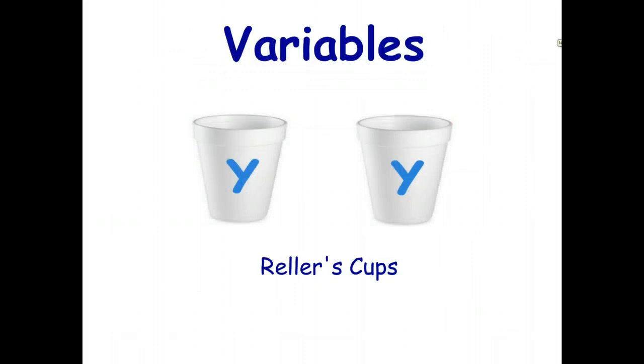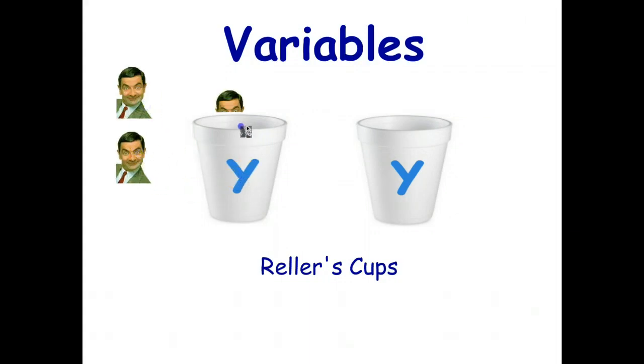A variable is a letter, such as y, that represents a number. In algebra, often we don't know what the number is. So in this case, y represents the number of beans inside this cup. We don't actually know how many beans are inside there, so we use a letter because we can't put a number on it. Let's find out how many beans are in there.